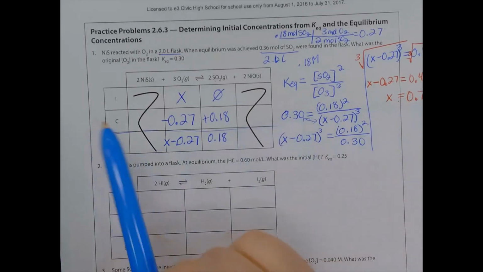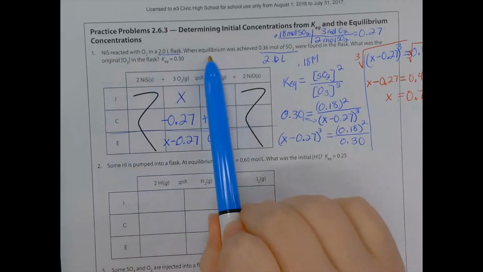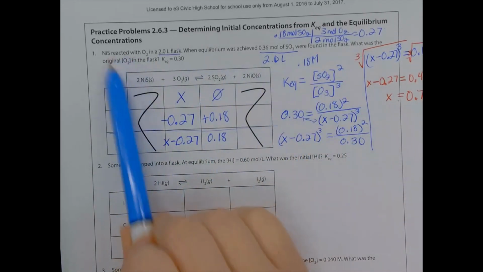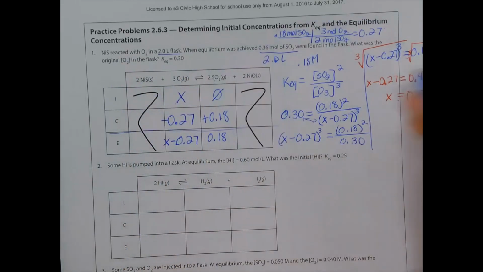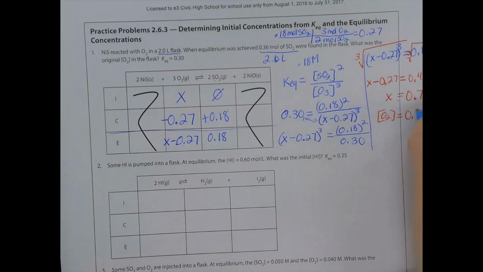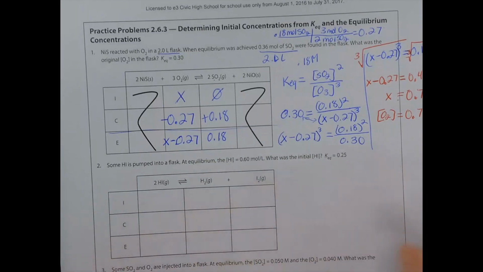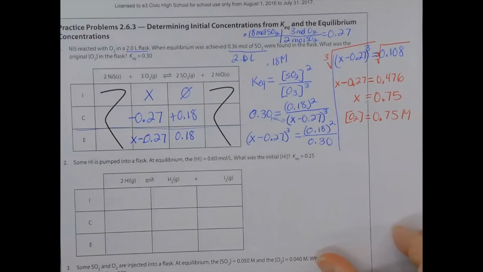Now we want to check what our question was asking. In this case, what was the original concentration of O2? The original concentration is represented by X, so our concentration of O2 is equal to our X value, 0.75, and it is a concentration, so molar for its units. Oh my goodness, you guys couldn't see half of that.